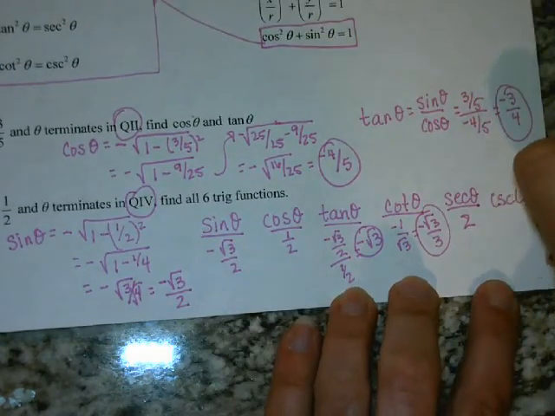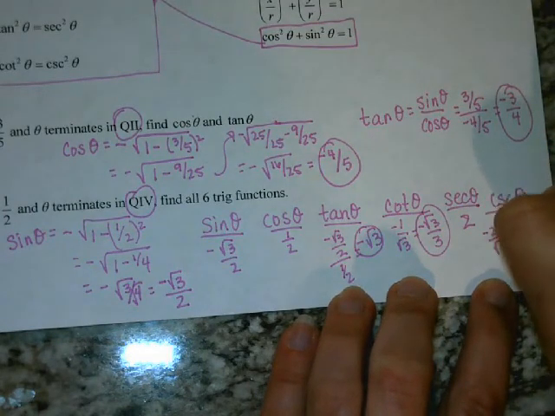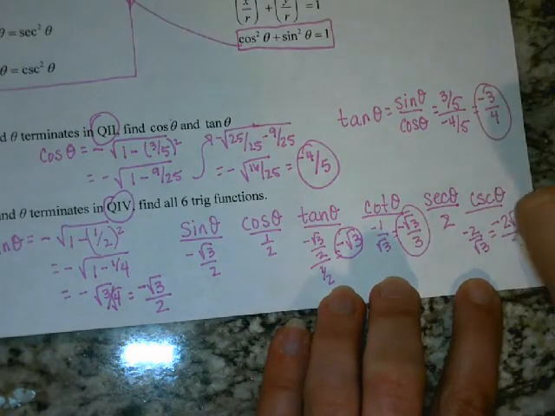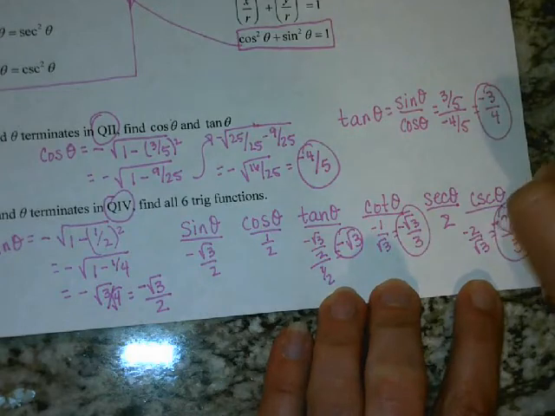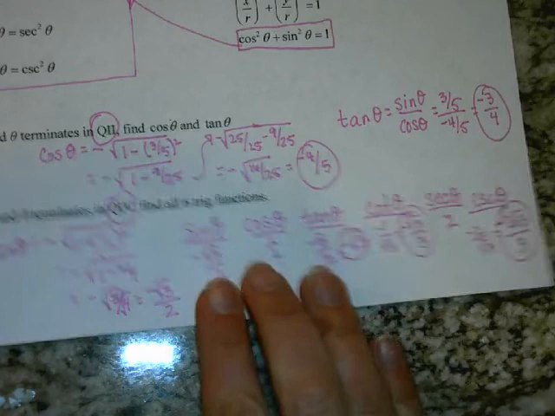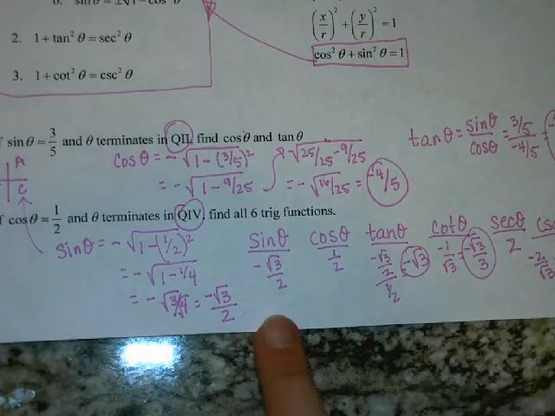Cosecant. Flip over. Negative 2 over root 3. I got to rationalize it. Negative 2 root 3 over 3. And there are the 6 trig functions based upon knowing I'm in quadrant 4 and I have 1 trig function. Okay, like I said, you can still do it in terms of x, y's, and r's, so you could have found x over r and then figured out what y was using the Pythagorean theorem and that sort of thing. But there you go. There's the notes for 1-4.